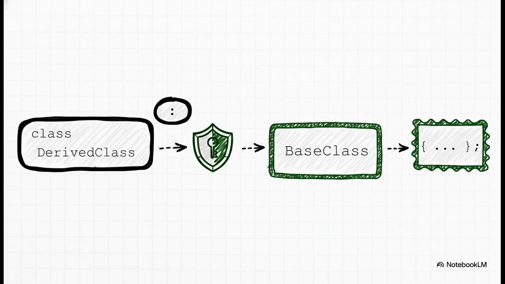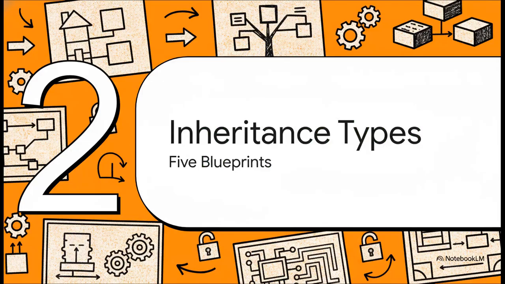And here's what that looks like in actual code. It's the basic blueprint. You say class, then your new derived class name, then a colon. After that comes something called an access modifier. Don't worry, we'll get to that in a second. And finally, the name of the base class you're building on. And that's it. Now, it gets more interesting because inheritance isn't just a one-size-fits-all kind of deal.